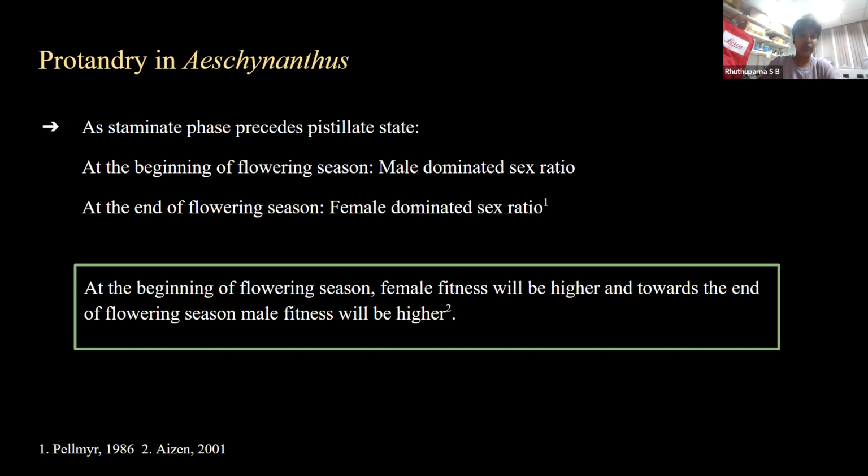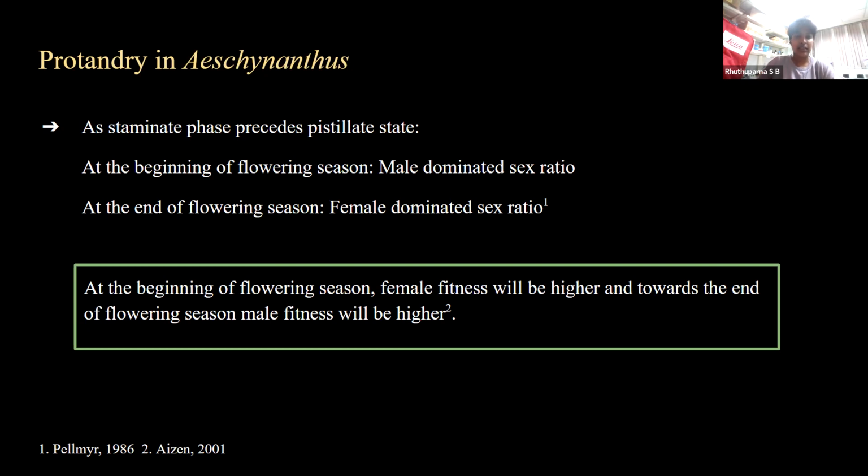There are a few previous observations made on protandry, which suggest that at the beginning of the flowering season, you can see a male-dominated sex ratio. That is, there are more male flowers in the population than female flowers. And towards the end of the flowering season, the population has a female-dominated sex ratio. That is, there are more female flowers than male flowers.